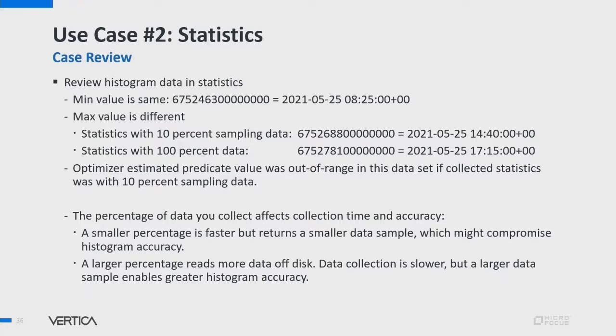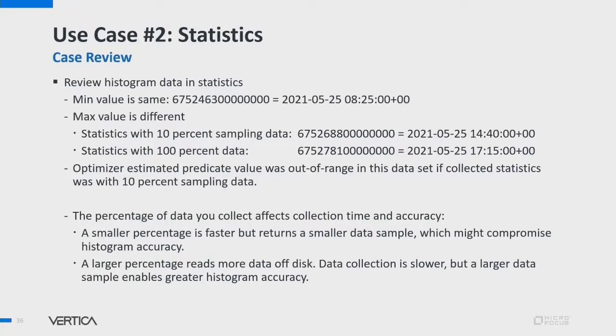The mean value is 25th May, 8:25 a.m. The max value when using 10% sampling data is 2:40 p.m. And the value when using 100% data is 5:15 p.m. Do you remember the timestamp used in the filter? Yes, it is 25th May, 3 p.m. and 4 p.m. This timestamp is out of range if the histogram data is collected using 10% sampling data. This is the reason why the optimizer makes the non-ideal query plan.